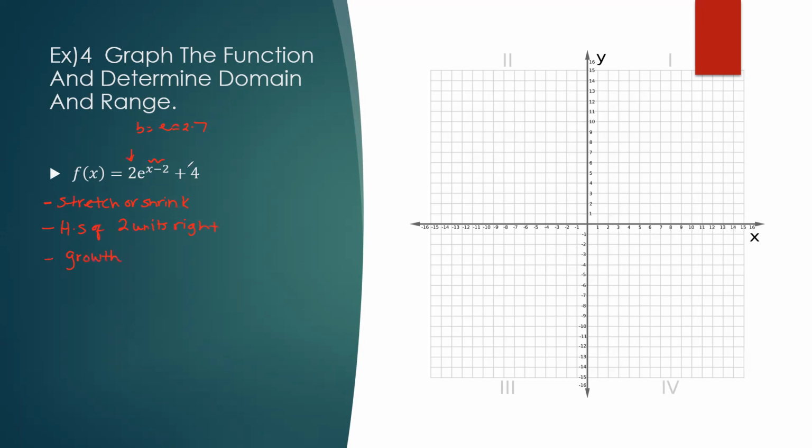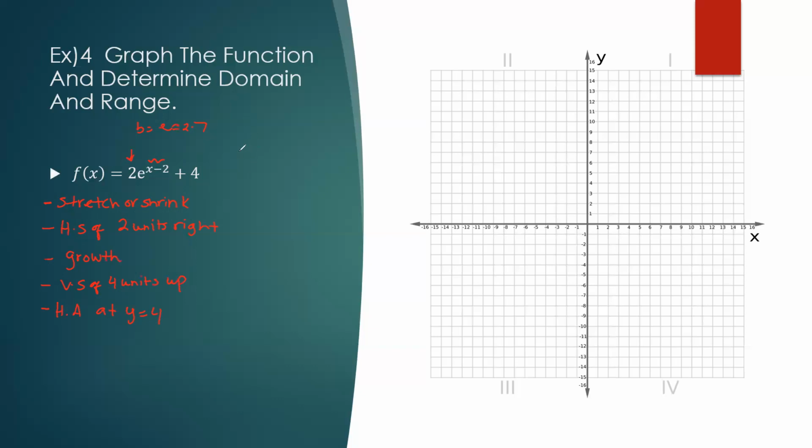And then the +4 represents a vertical shift of 4 units up. And what else does it mean? It's also your new horizontal asymptote. So you have a horizontal asymptote at y equals 4.